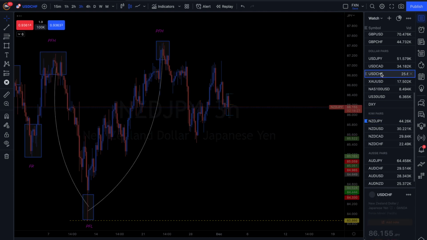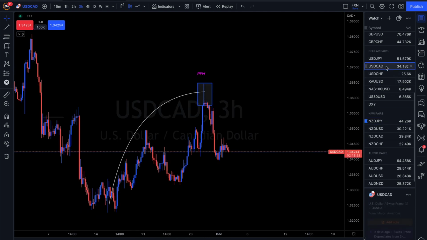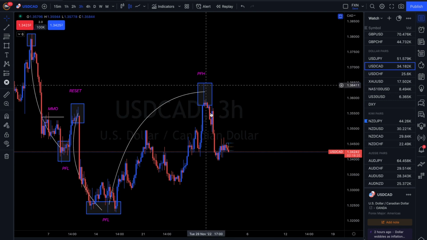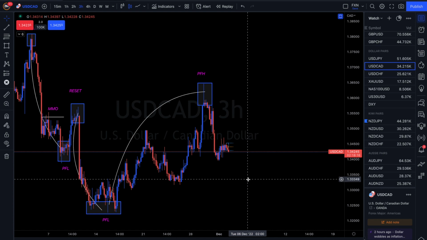Pairs like USD Swiss or USD CAD have brand new peak formations. Obviously, we're clearly looking for sells. We're looking for dollar weakness because of what the Fed said a few days ago, where they want to possibly pivot or reduce interest rates, which is really bad for the dollar index and for dollar strength, right?